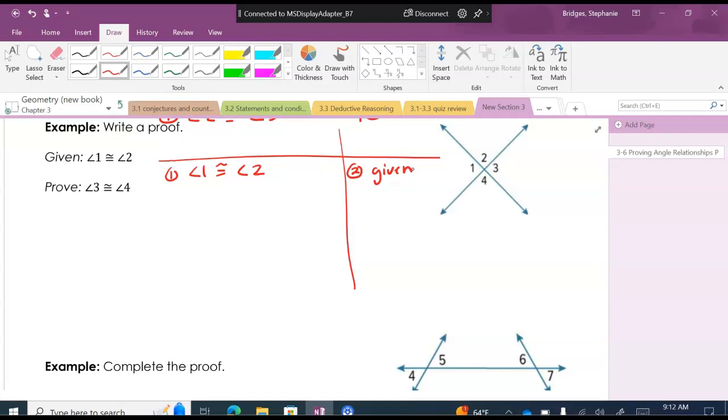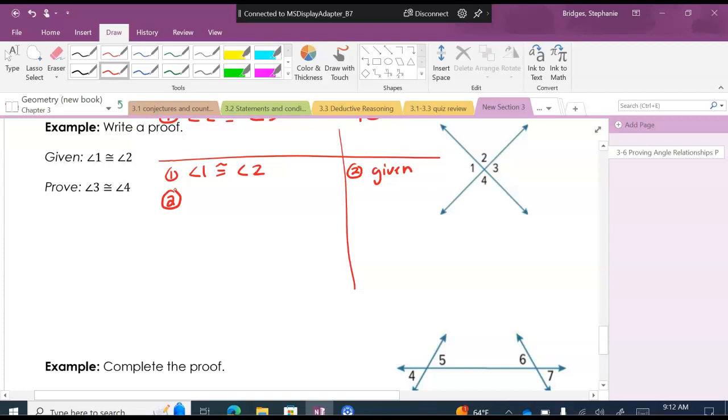So what I want you to do is look at your picture. Can you look at that picture and tell me any other angles that are congruent? Zion, you're shaking your head. Yes, which ones? No. Mariah, do you have an idea?